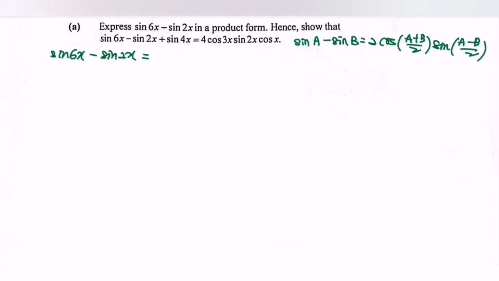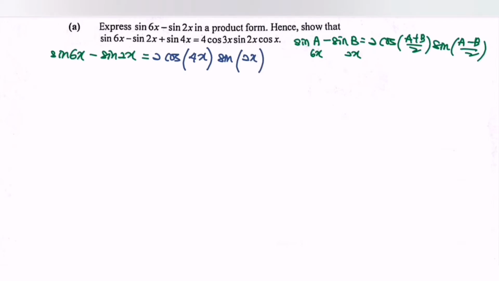So what we have to do is to make sure we have A, which is the 6x, and B, which is the 2x. Kindly substitute. So we will have 2 cos bracket 6x plus 2x, so 8x divided by 2, finally 4x. Multiply with sine bracket A minus B, which is 6x minus 2x, equal to 4x divided by 2, so we have 2x. So that is the first part.